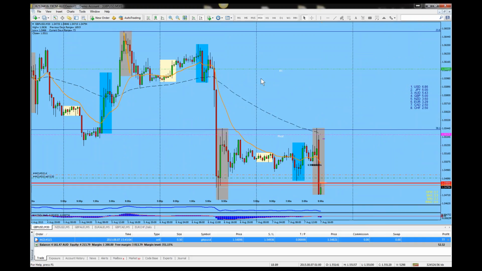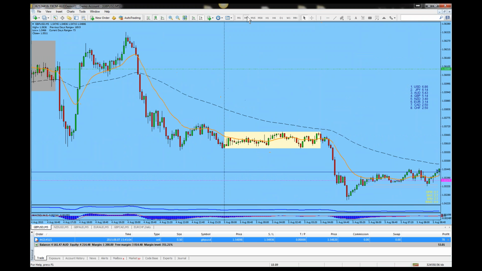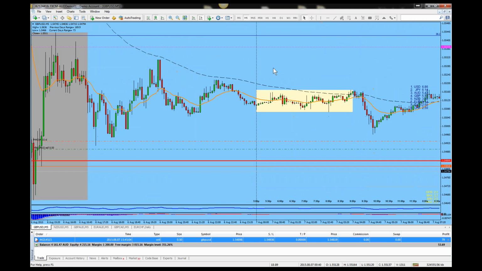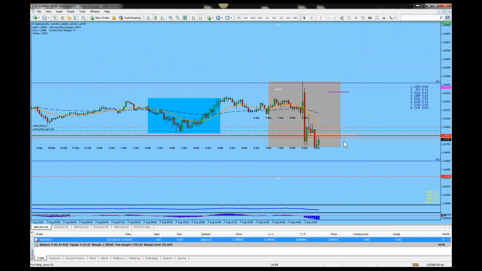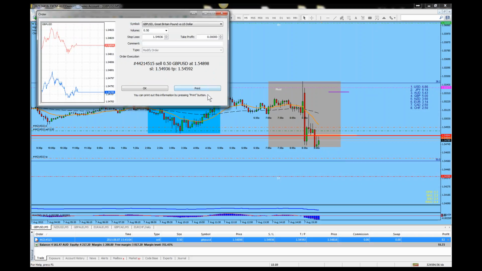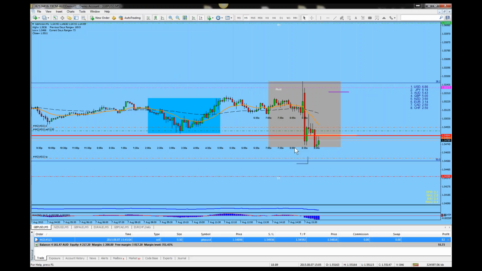All right, so this was a 60 pip candle, so I'll take half of that and use it as a guide. And what I want to do now is bring my take profit down here to 30 pips, take half of that candle length. And then I'll ride the 18 out until it gets down here, hopefully.